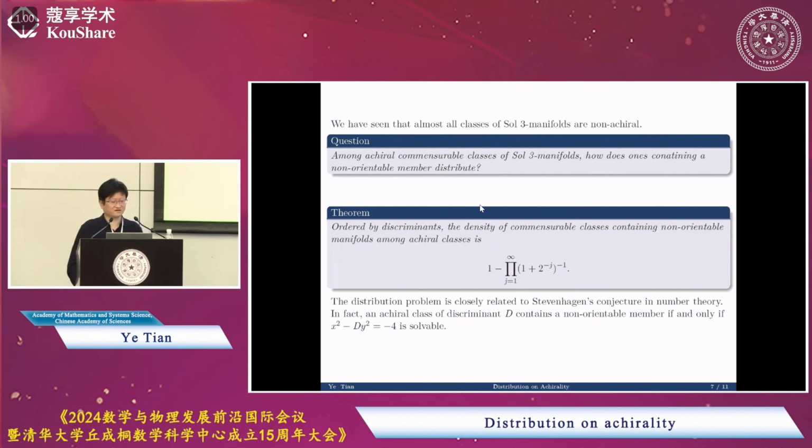The following theorem is our joint work with Wang Shicheng and Wang Zongzhu. The theorem says if we order these classes by their discriminants, the density of comparable classes containing non-orientable manifolds among achiral classes is 1 minus this product. It's around 0.50 something, so it's bigger than 1/2. This distribution problem is closely related to Stevenhagen's conjecture in number theory. In fact, an achiral class of discriminant D contains a non-orientable member if and only if this negative Pell equation has an integral solution.